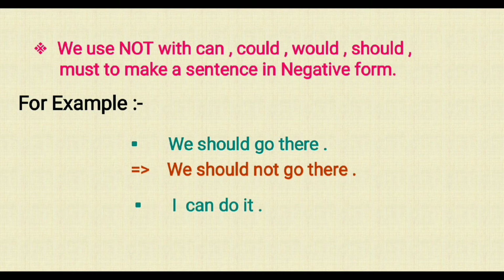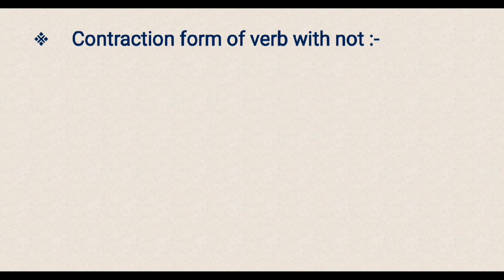Understand? Next is "I can do it." Then we use "not" after "can." Then "I cannot do it." We can also say "I can't do it," right? So this is the way we use can, could, would, should, must. If they are in the sentence and we want to make the sentence negative, we use "not" after them, right? Let's move on. Now we have learnt the different ways we make negative sentences, right?